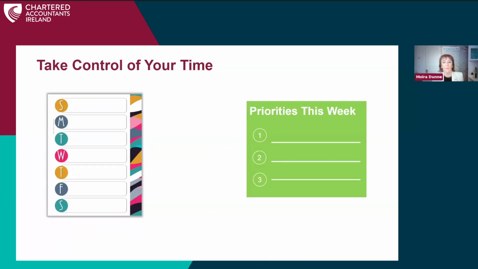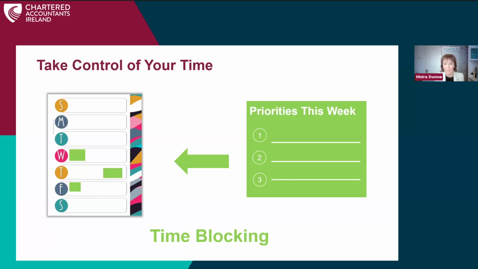Then when are we going to find time to work on those priorities? So proactively, what you can do is block time in your diary. And this is a technique that increasingly people are using to help them take control of some of their time. Now you'll see what I'm doing there. I'm blocking in an hour. It maybe looks like longer than that, the way I've done the graphic.